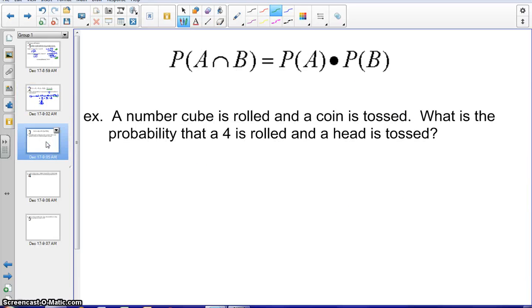Our next type of problem is with the intersection problems, or in other words, AND problems. So here we have the probability that A intersect B is equivalent to the probability of A times the probability of B. So let's take a look at our first example here. A number cube is rolled and a coin is tossed. Now, before we actually go into this example, let's talk about this event just a little bit. These are actually what you call independent events.